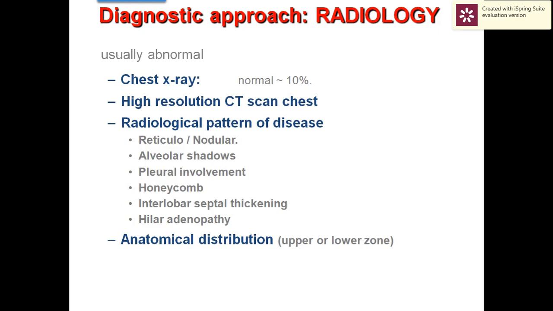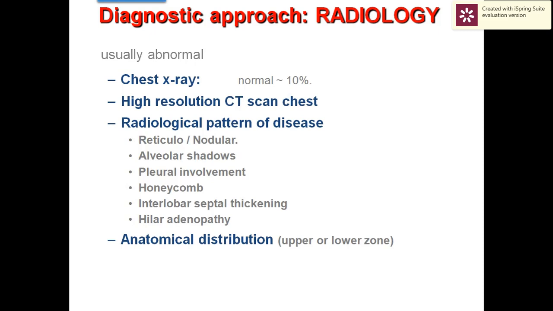Radiology, chest X-ray can sometimes be normal in 10% of the diffuse parenchymal lung disease. Normal chest X-ray. The gold standard is HRCT, high resolution CT scan chest without contrast, which gives us an idea of what's going on. The radiological pattern could be reticular shadow, nodular shadow, reticulonodular shadow, alveolar shadow, pleural involvement, honeycombing, interlobular septal thickening between the secondary lobules. As we said, the septum is 0.1 millimeter thickness, it can become thicker than 0.1, hilar lymphadenopathy, supporting sarcoidosis, and the anatomical distribution.